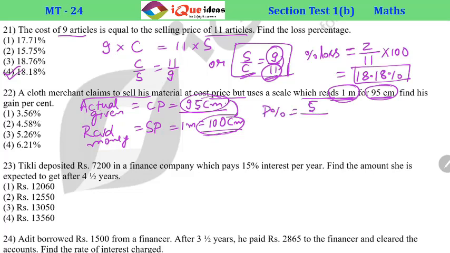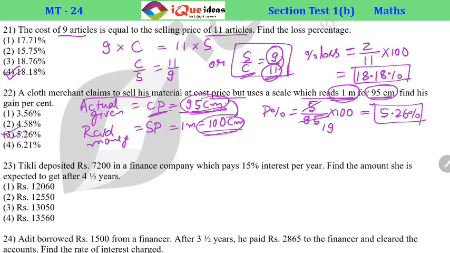And remember, on 95, because the cost price is 95. So 5 upon 95 into 100, that is 1/19, 5.26%. All right, so the gain percentage in this case is 5.26%. That is the third option. 5 cancels 95 19 times. 100/19 is 5.26. So the answer is the third option.